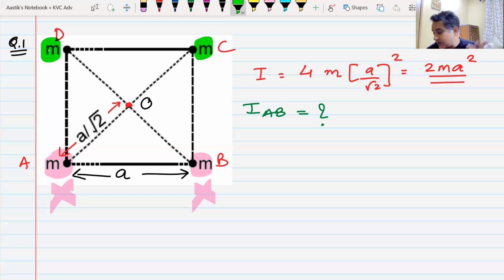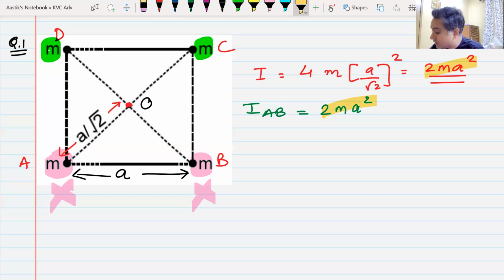So finally, m into a square plus a square. So the final answer is 2ma square. Do we understand this? Yes or no? Now it seems like moment of inertia in both the cases are coming same.